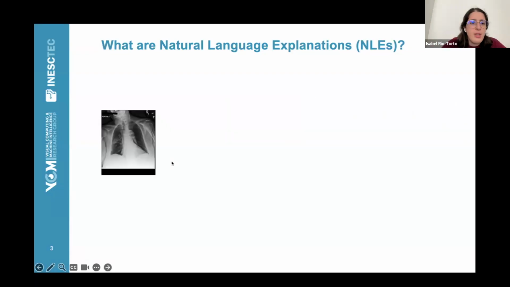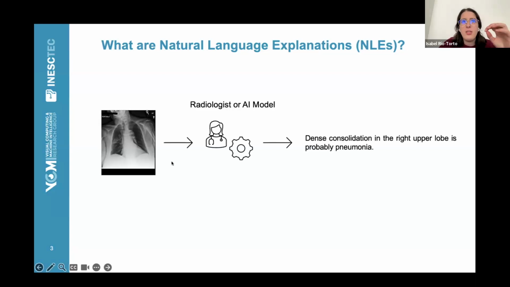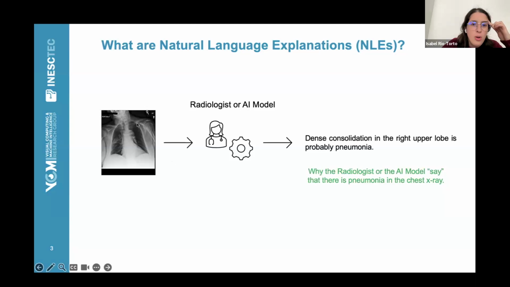However, a natural language explanation, we can think of it as just part of that description of the whole X-ray or of the whole image. So a natural language explanation would be why the radiologist or why the model is saying that there is pneumonia in this chest X-ray. So this would be the natural language explanation.